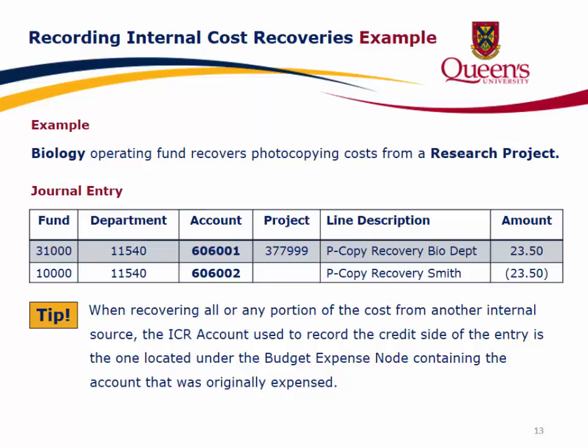The line description on both sides of the entry should always inform the account holder of what is being charged and/or credited. One tip to always keep in mind: when recovering all or any portion of the cost from another internal source, the ICR account used to record the credit side of the entry is the one located under the budget expense note containing the account that was originally expensed.